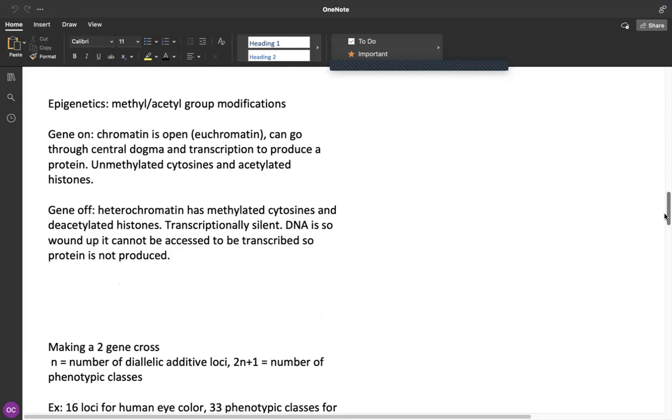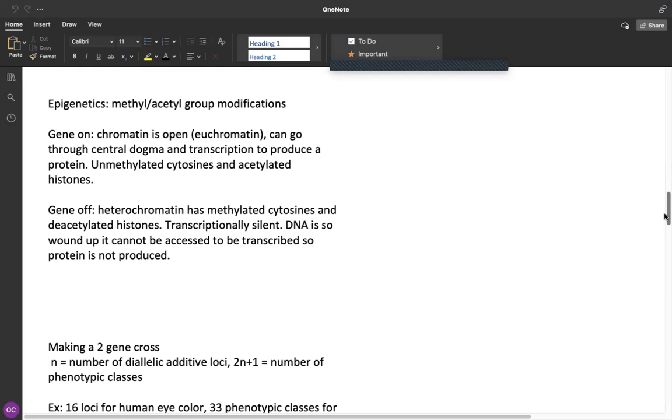Speaking of the environment, epigenetics is the influence of the environment on gene expression. Here we talk about methyl and acetyl group modifications. So when we talk about epigenetics, we're talking about the environment essentially causing chemical reactions in our bodies to change based on those environmental factors, which in turn can cause a gene to be on or off.